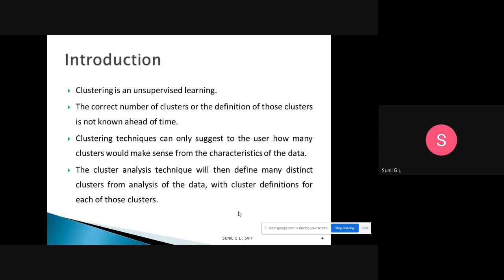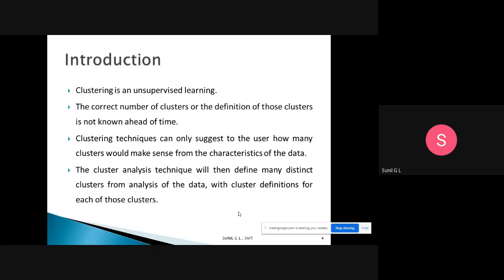The correct number of clusters or the definition of those clusters is not known ahead of time. So we don't know how many clusters. Here we have a bunch of fruits, but we don't know how many groups we can make. Based on the different varieties of shapes, we will identify the clusters. The clustering technique can only suggest to the user how many clusters would make sense from the characteristics of the data.